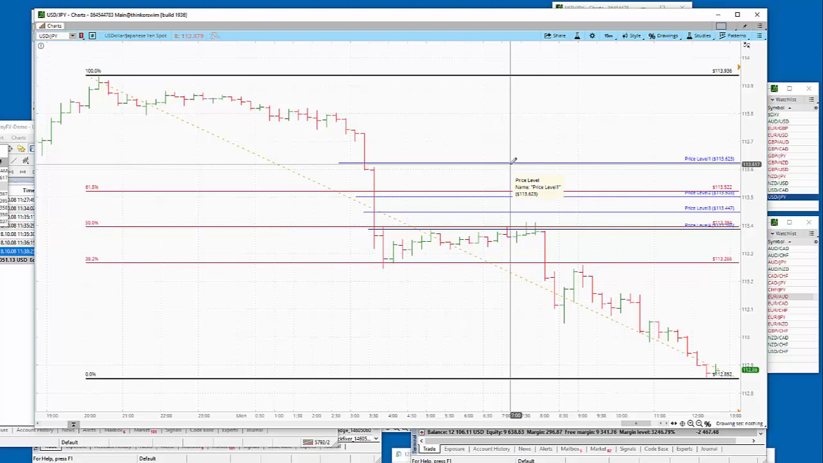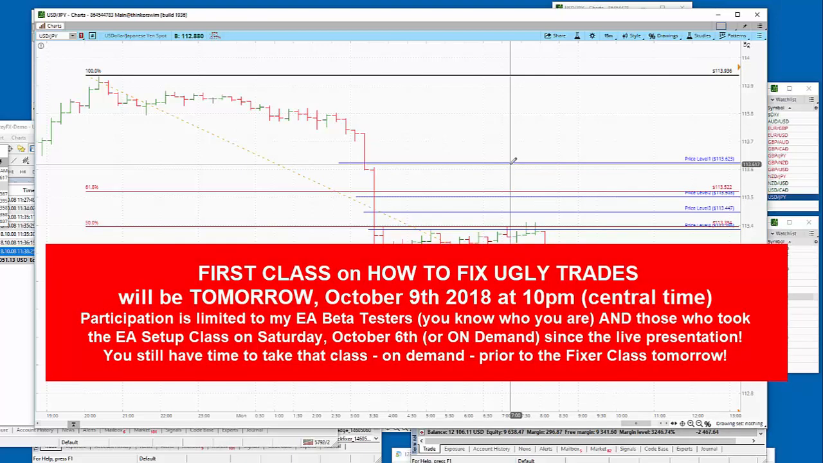So how are we going to do that? There are a lot of ways to do that, and that's what I'm going to be teaching in the class, which I'm going to schedule for tomorrow, and I think it's going to be tomorrow night.